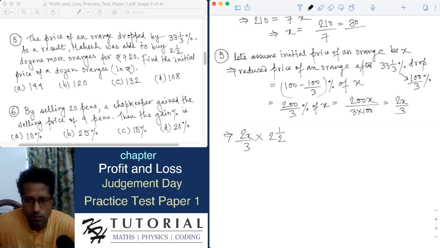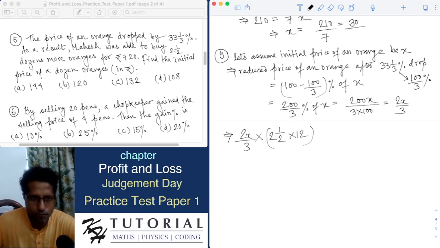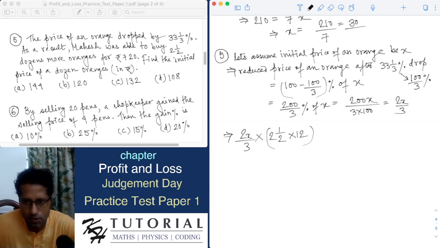2.5 dozen means 2.5, and 1 dozen means 12. So 2.5 dozen oranges means 2.5 multiplied by 12 oranges. So 2x by 3 multiplied by 2.5 multiplied by 12 should be the cost price of 2.5 dozens oranges after the price reduced, and this should definitely be equal to 720.